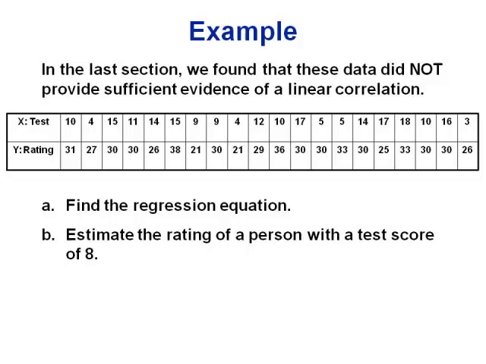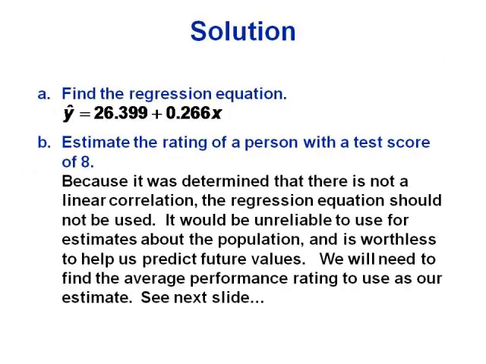These were data for test scores and performance ratings. It doesn't really matter what they stood for, but we had concluded that there was not sufficient evidence of a linear correlation. The pattern in the sample data was not strong enough to say that there was a correlation in the population. So we're going to find the regression equation just to practice finding that, and then we will estimate the rating of a person with a test score of 8, keeping in mind that there is not a linear correlation here.